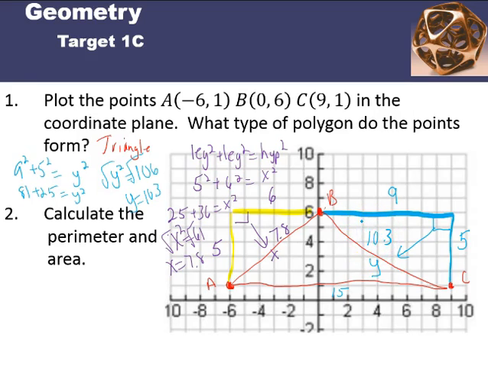So now I can find the perimeter. So I add up the sides. So this side right here, that was 7.8. So the perimeter is 7.8 plus 15 for side AC. And then the side I just found was 10.3. So 7.8 plus 15 plus 10.3. And I get 33.1. So my perimeter is 33.1 units.